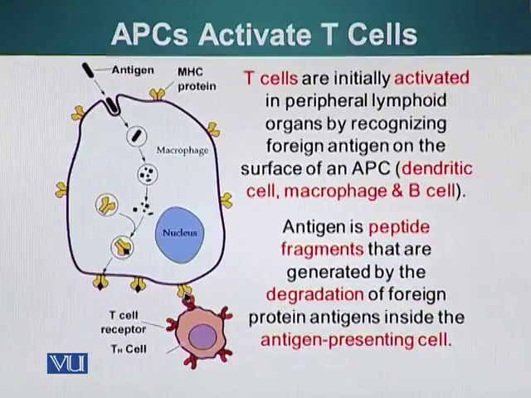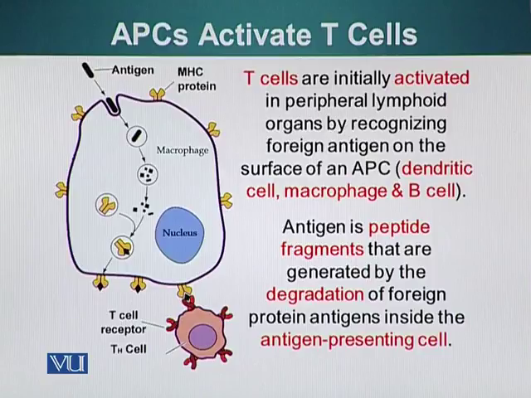T cells are initially activated in peripheral lymphoid organs by recognizing foreign antigen on the surface of APC, antigen presenting cell. These cells include dendritic cells, macrophages, and B cells. B cells can also present antigens to T cells directly. We'll talk about that later. The APCs present antigen fragments or peptide fragments that are generated by degradation of foreign protein inside the cell, and these are presented to T cells with the help of MHC proteins.